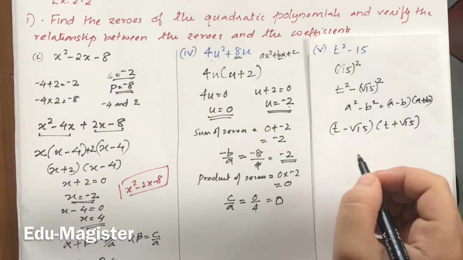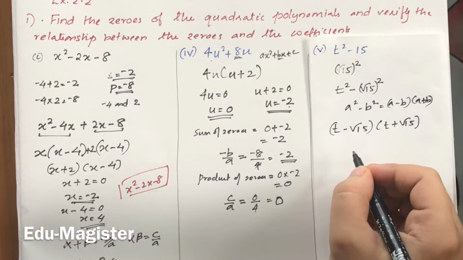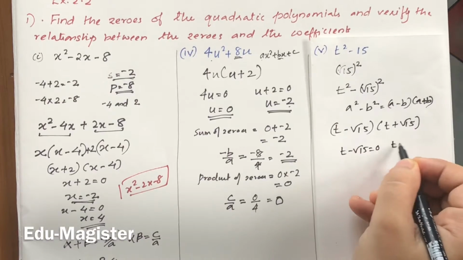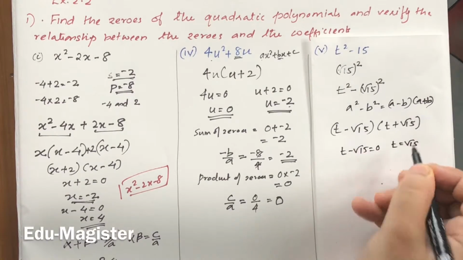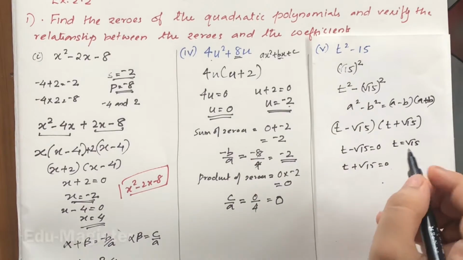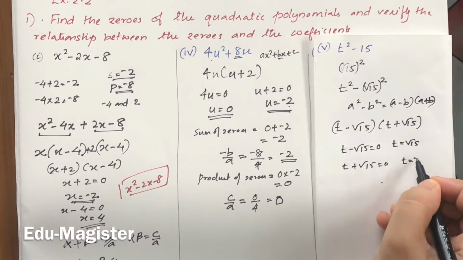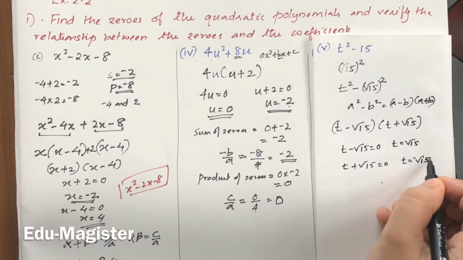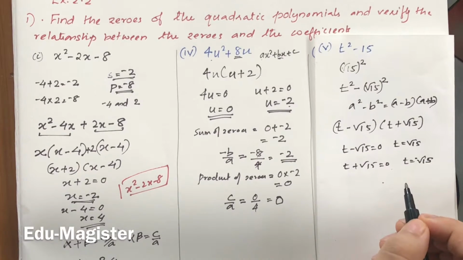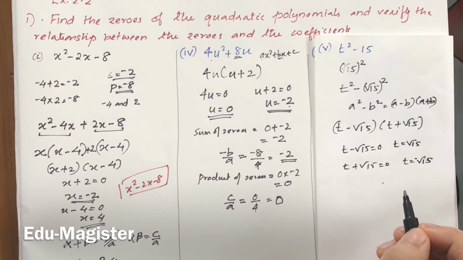And how do we find the zeros? Equate both of it to 0. So t minus root 15 is equal to 0, giving t is equal to root 15. And t plus root 15 is equal to 0, giving t is equal to minus root 15. So plus root 15 and minus root 15 are the zeros of this given quadratic polynomial.